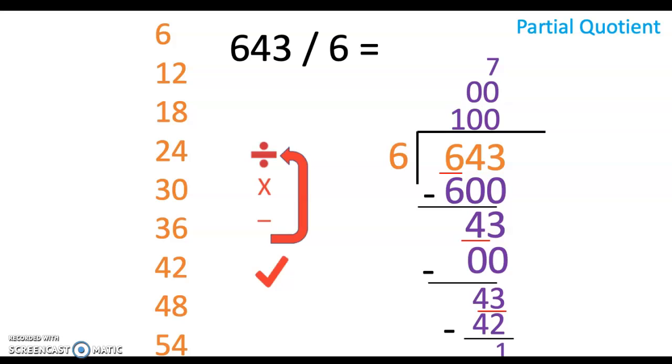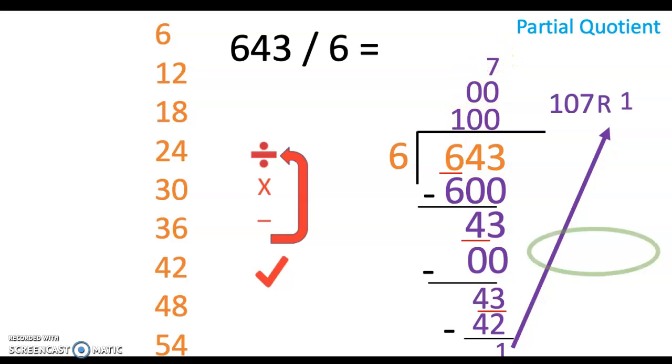Do I have any place values left to repeat with? No. So let's check. Is 1 smaller than 6? It is. That means that our 1 is our remainder. Our answer comes from a 1 in the hundreds place, a 0 in the tens place, and a 7 in the ones place, giving us 107 with a remainder of 1.